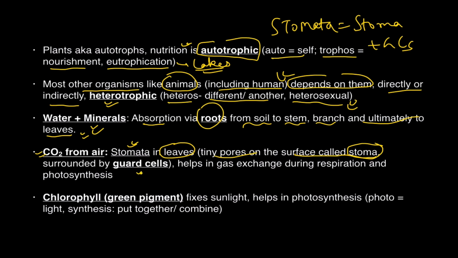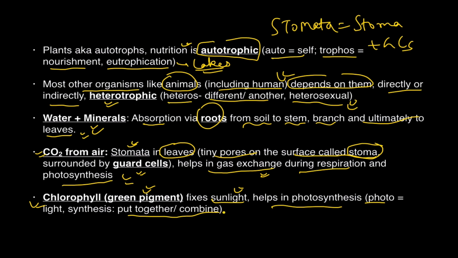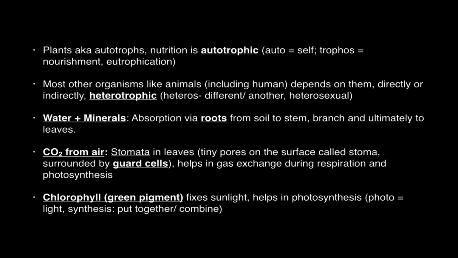Is that understood? It helps in gas exchange. Stomata helps in gas exchange, carbon dioxide, water vapor, etc., during respiration as well as photosynthesis. During photosynthesis, plants give out oxygen, while during respiration, plants give out carbon dioxide. But the net outflow is of oxygen, hence plants give life. That's how we know them. Now chlorophyll is a green pigment which fixes sunlight. Fixes means it captures it and helps in photosynthesis. Photo means light, synthesis means put together or combine. Technically phos means light, but again photon, anything can be used to mean light.